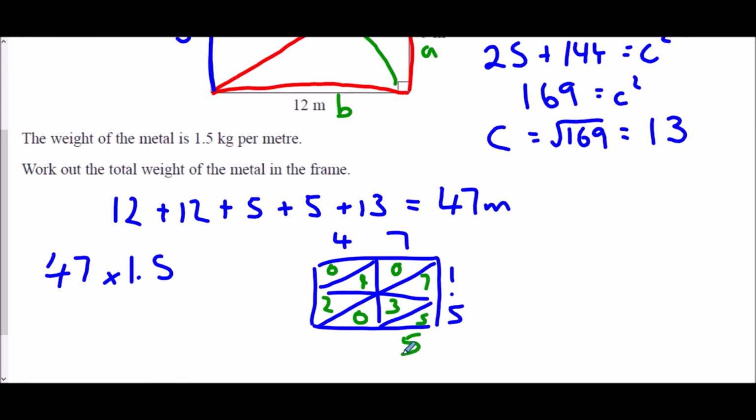And so 5 is in the first diagonal. 7 plus 3 is 10. So carry that over. 4 plus 2 plus 1 is 7. And then we need to place our decimal point in here. And so we take our decimal point and we follow the arrow. It takes us to 70.5 kilograms.